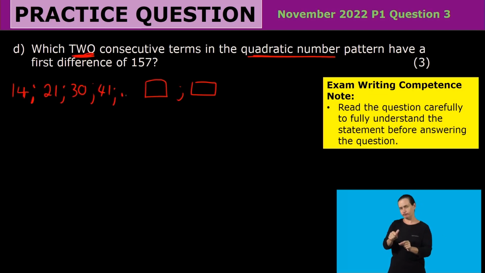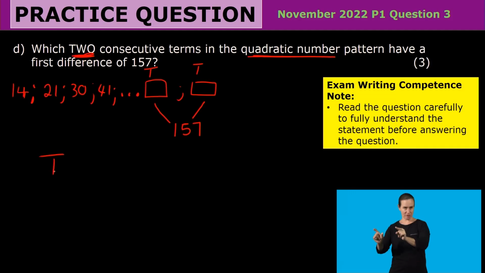And as this sequence continues, we come across two terms that we now need to find. What we do know about these two terms is that the difference between them is 157. You will notice that this 157 is in the first differences. And remember, we do have a formula for those first differences. That formula that we found was 2p plus 5.